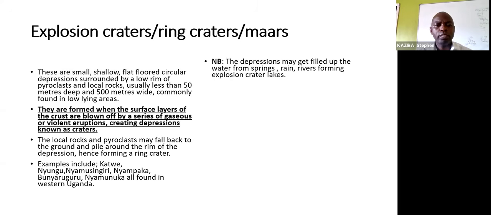Now here, you say they are formed when layers of Earth's crust are blown off by a series of gaseous violent eruptions, creating a depression known as a crater. So the gases come from the ground and build pressure, which pushes off the country rocks. They push those rocks into the air and they fall back as layers of pyroclasts. Then you give us examples, Katwe, Nyungu.